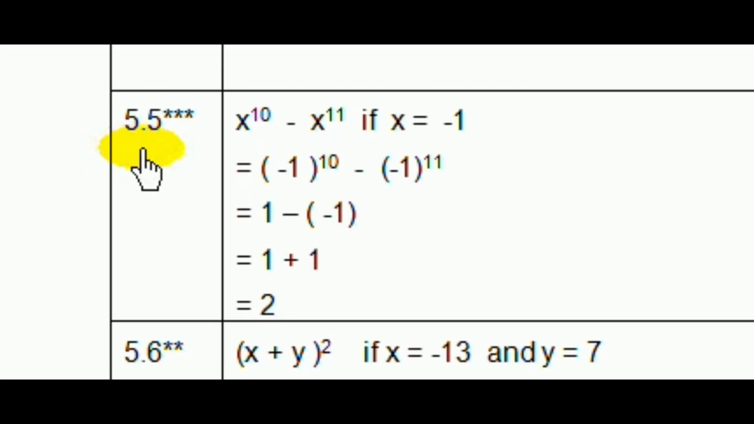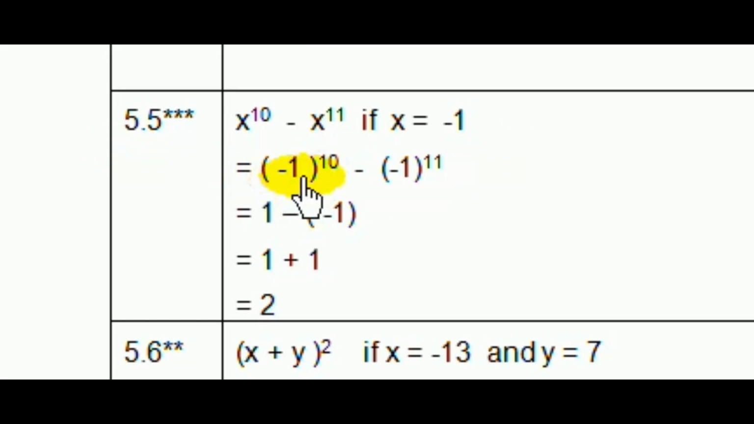This one we have x to the power of 10 minus x to the power of 11, and the x is going to be minus 1. So substitute the x, not the 10. Substitute the minus 1, and that x also with minus 1. Now I have here an exponent of 10, and then that one is 11. So that one is an even number.